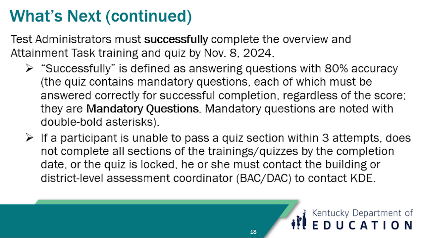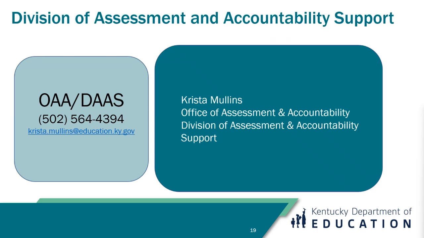Complete the qualifying quiz found in the online training system, complete the Administration Code and Inclusion of Special Populations training, all before November 8, 2024. This only needs to be completed one time per year. The quiz contains several mandatory questions that must be answered correctly to receive a passing score. This training, along with the qualifying quiz, serves as a review each year before you administer the Alternate Kentucky Summative Assessments. This concludes Part 1 of the Attainment Task Training.